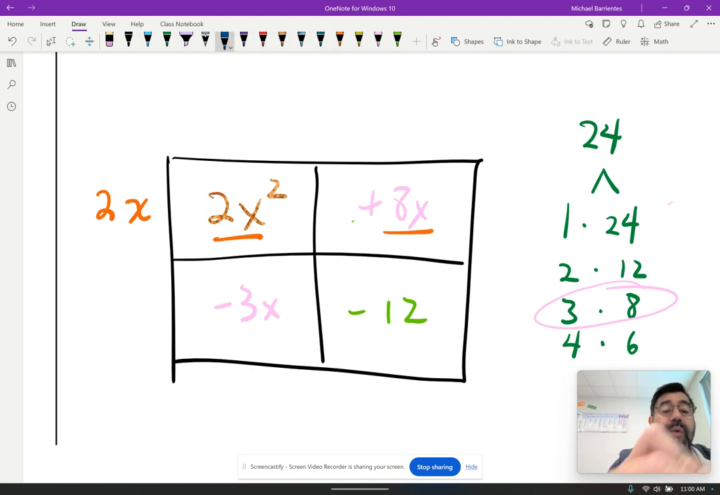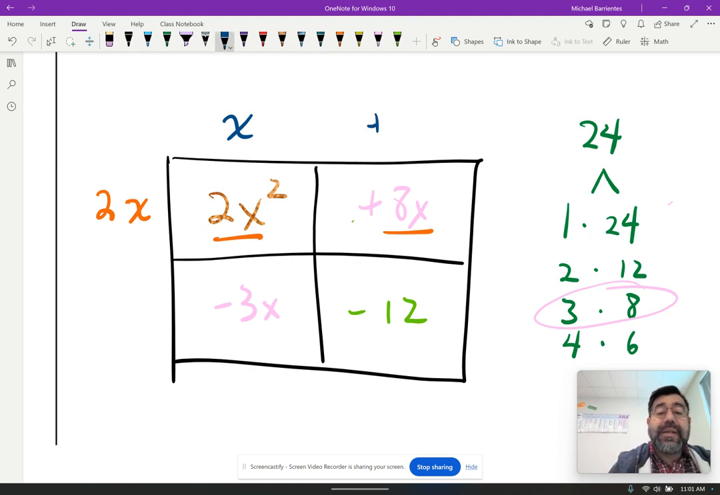Great. What times 2x will give me 2x squared? Well, I already have the 2, and I already have 1x. I just need another x, so this is x. And then what times 2x will give me positive 8x?